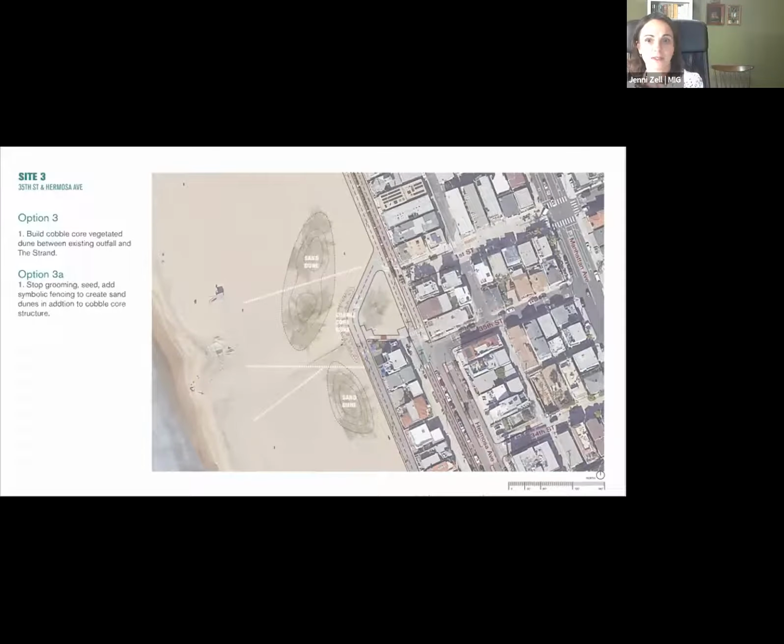And a third way would be to keep the outfall where it is. It's essentially about 17 feet from the wall here. And that's not a lot of area to get a lot of higher elevation. But one way to do that would be to have a cobble core structure with a vegetated top. And that could help to prevent flooding from the ocean in this scenario. And again, similar to the other options, you can stop the grooming, seed it, and add the fencing, and that would be in addition to the cobble core. And the cobble core can also have a vegetated top on it.